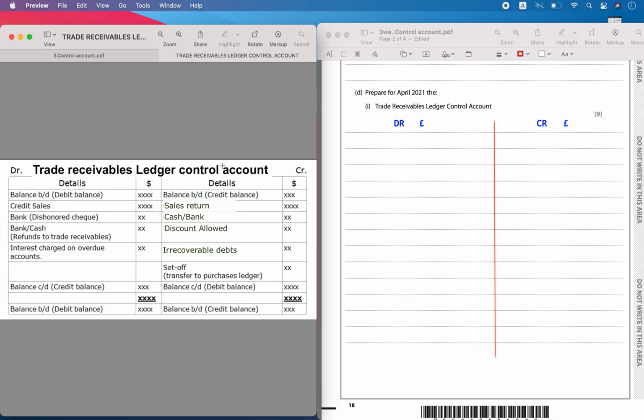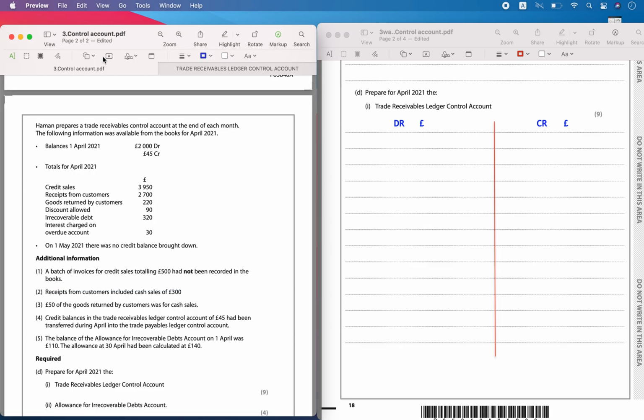Okay. Trade receivables ledger control account has a format. This format you should know very well. Now let's prepare the account based on this format. So first, there is a debit balance of 2000. So balance brought down at the beginning on 1st April 2021. Balance brought down was 2000 on the debit side, and you had 45 pounds on the credit side.